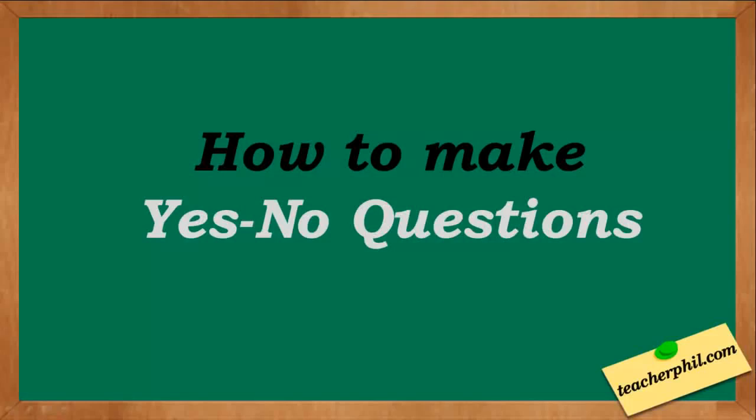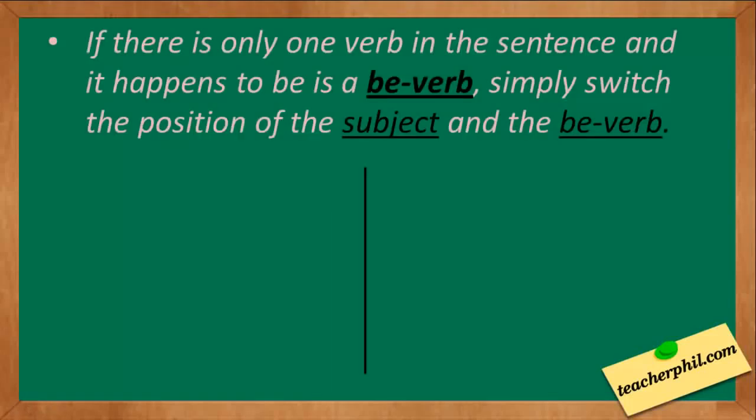How to make yes-no questions. In making yes-no questions, there are 3 steps. The first one, if there is only one verb in the sentence and it happens to be a be verb, simply switch the position of the subject and the be verb.